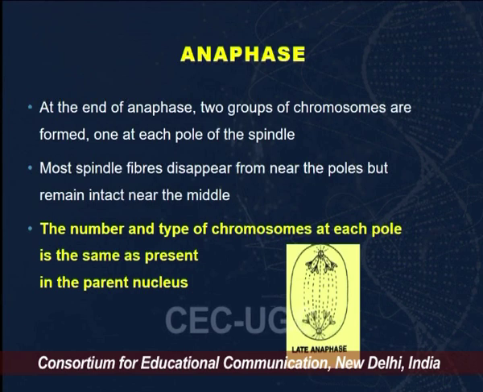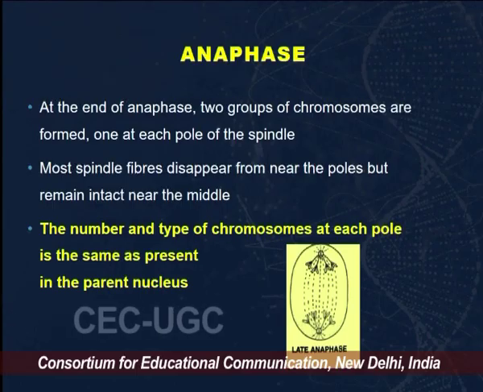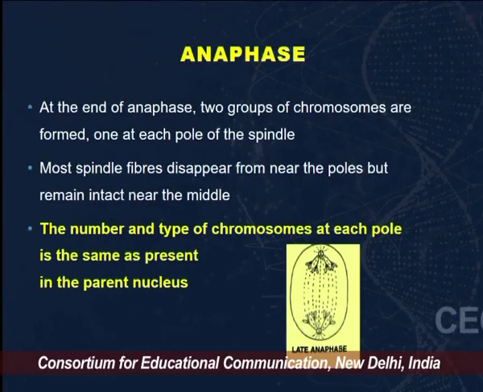As you can see from this picture, they have moved a wide area, and most spindle fibers disappear from near the poles, but remain intact near the middle. They are still at the middle, but they have disappeared near the poles, and the number and type of chromosomes at each pole is the same as present in the parent nucleus. So, now at this stage the number of chromosomes in this particular stage of cell division is double, and the number of chromosomes at one particular pole is exactly the same as what is there in the parent nucleus.